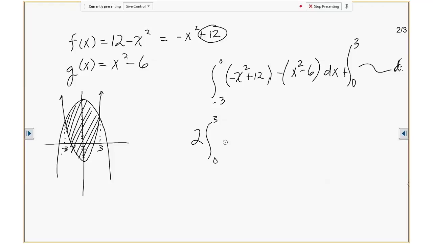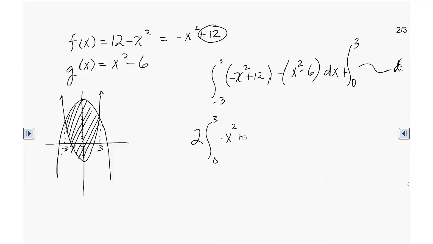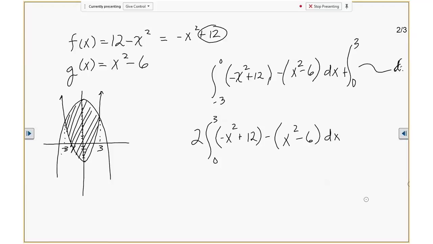of negative x squared plus 12 minus x squared minus 6. You put 2 there, we back it up to the.